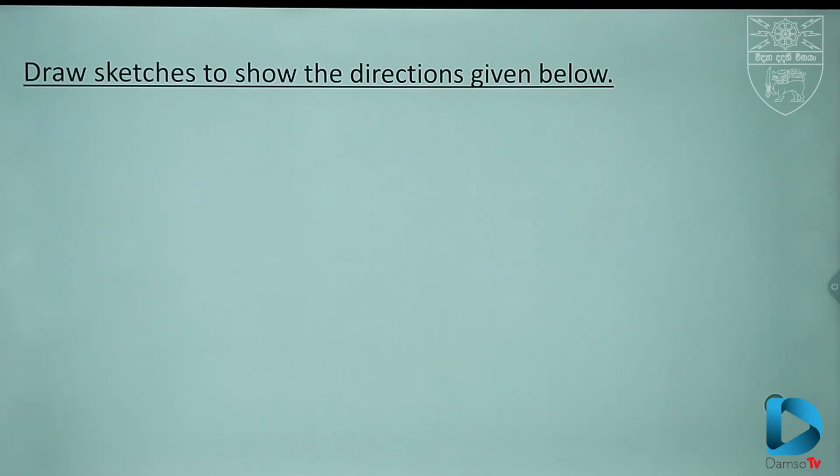Draw sketches to show the direction given below. Now try to draw a sketch to show this direction. This one means 30 degrees west of north. First you have to indicate the main direction and then the angle, 30 degrees west of north. This is the way of drawing the sketch for this direction.